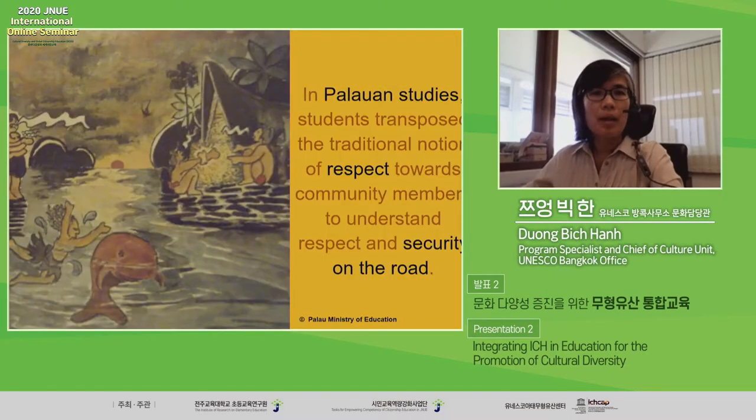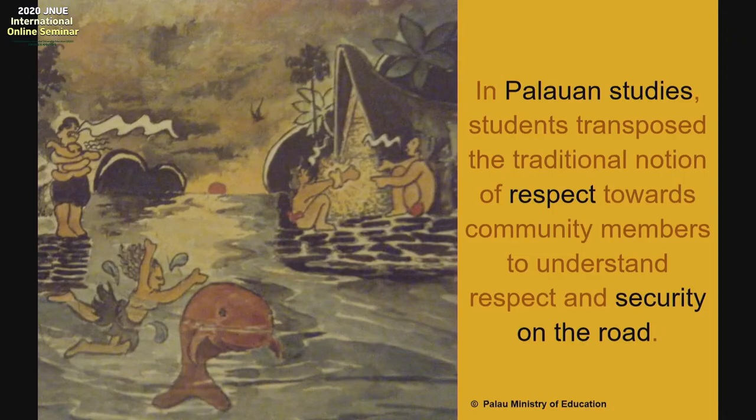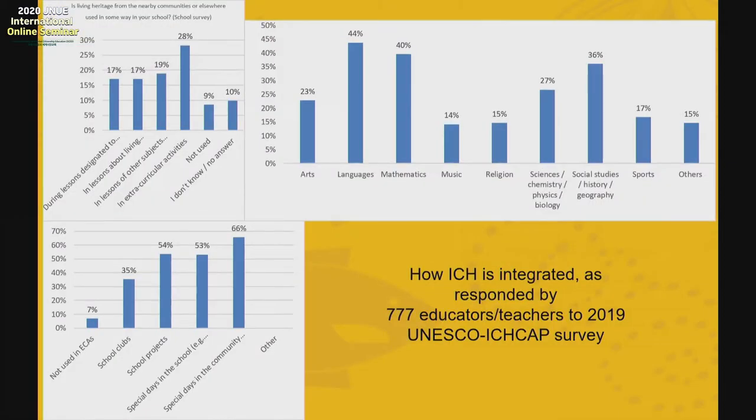Or in Palau, a very small country in the Pacific, where the traditional culture is embedded in many subjects in school. So they would transpose the tradition to the notion of respect toward community members, to learn to respect and security on the road. So this is some of the graphs that came out from our survey recently.